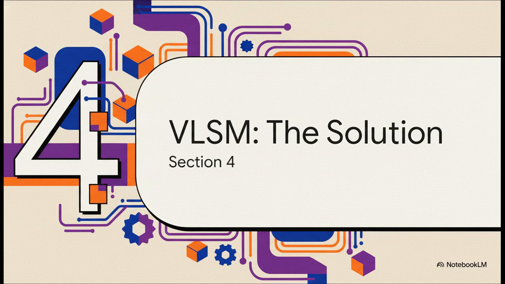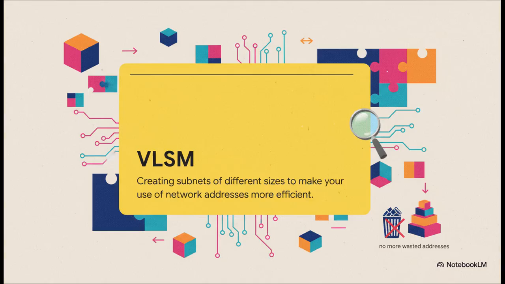VLSM is the efficiency tool that every serious network professional has in their back pocket. It lets us build a network architecture with real precision, with elegance, and with zero waste. So what is VLSM, really? At its core, it's the process of subnetting a subnet. It sounds a bit weird, but it just means we can take a block of addresses and carve it up into pieces of all different sizes, perfectly matching what each part of our network actually needs. The result? No more wasted address space.